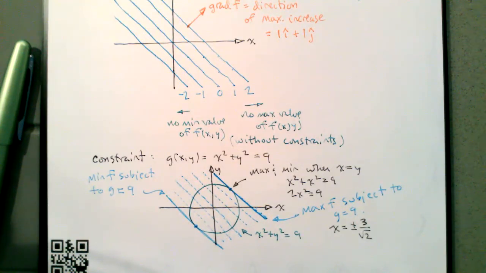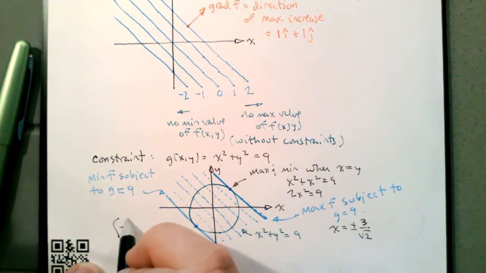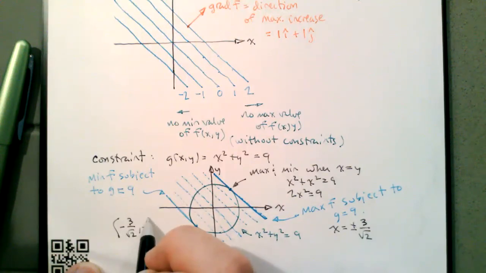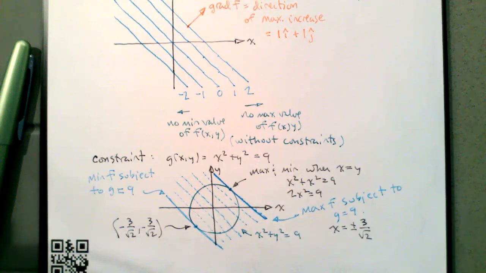Since these points happen when x is equal to y, our maximum value must happen when x is positive 3 over root 2 and y is positive 3 over root 2. And the minimum value will happen when x is negative 3 over root 2 and y is negative 3 over root 2. Sorry, I have a trig class, so everything's root 3 over 2. The maximum happens at positive 3 over root 2, and the minimum at negative 3 over root 2.